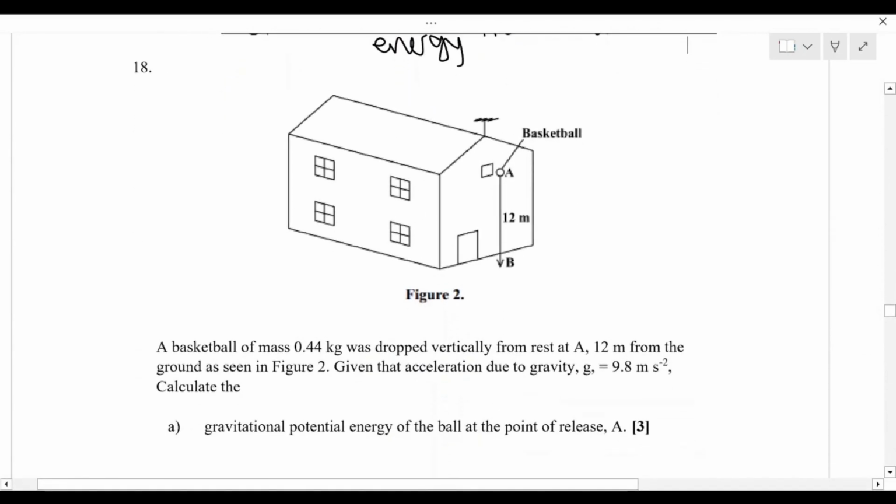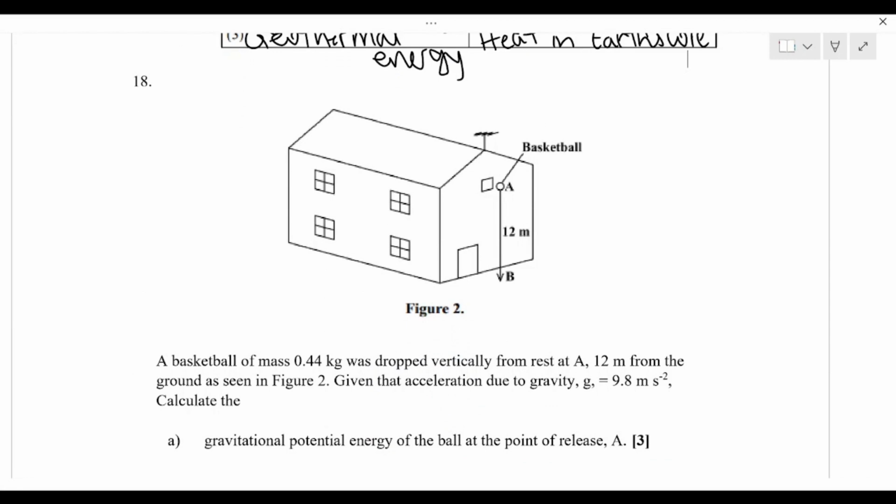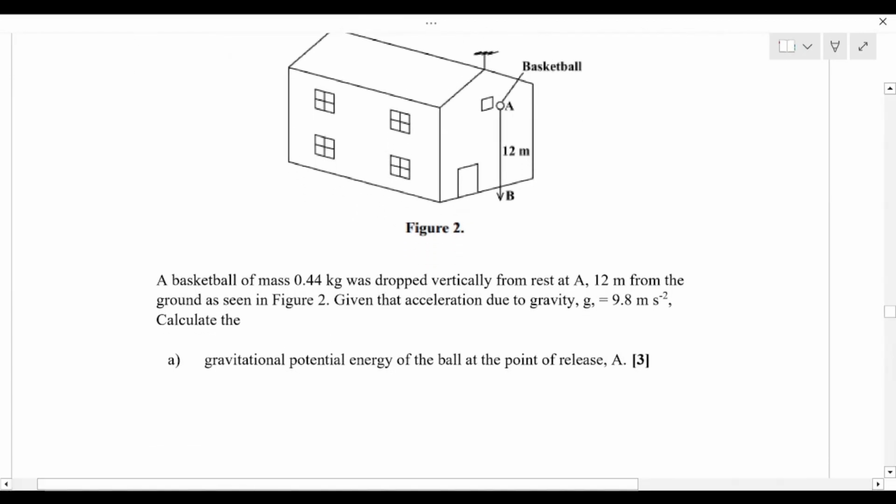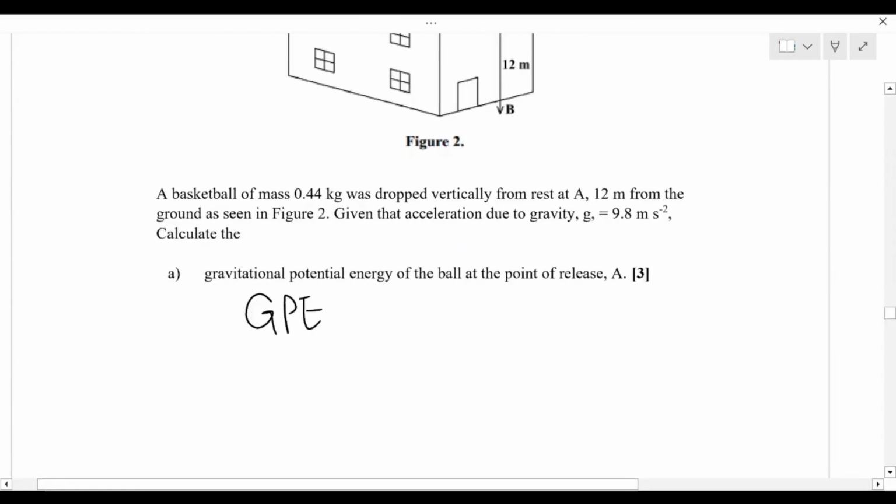Moving along, a basketball of mass 0.44 kilograms was dropped vertically from rest at A, 12 meters from the ground as seen in figure 2. Given that acceleration due to gravity is equal to 9.8 meters per second squared, calculate the gravitational potential energy of the ball at the point of release, A, which we know is going to be the mass times gravity times height.